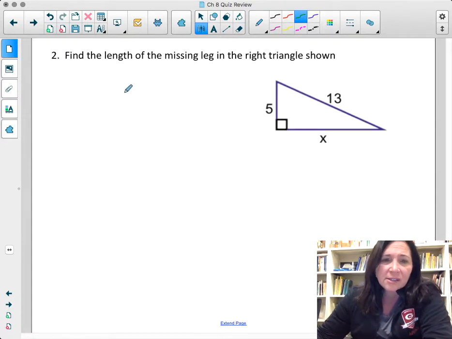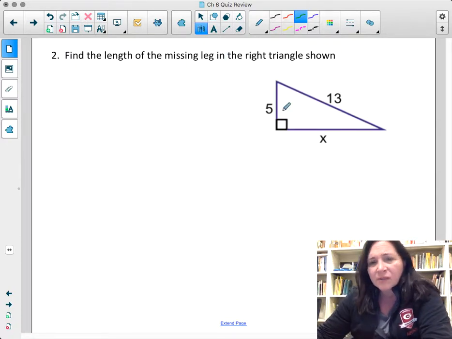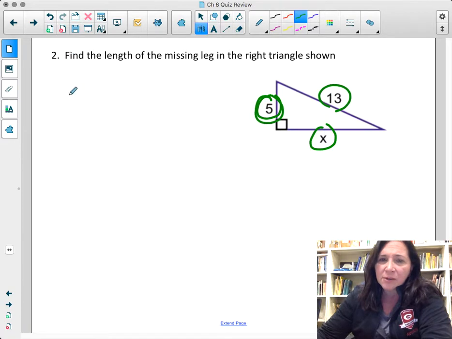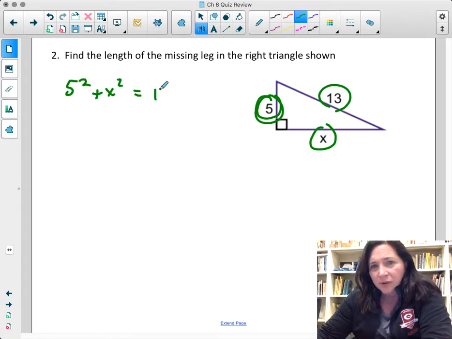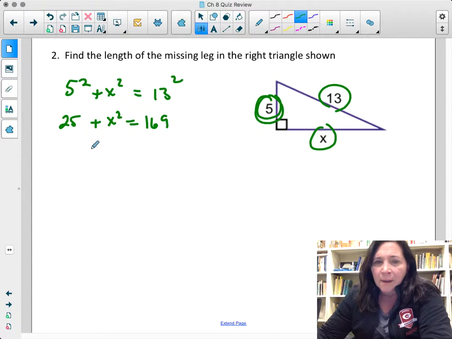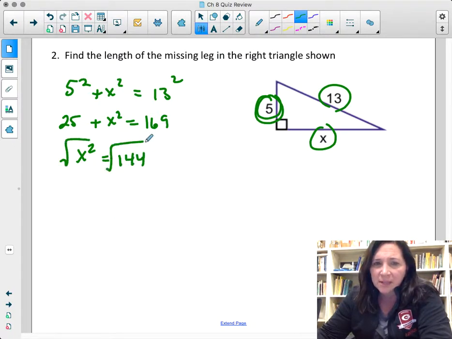So number 2 says, find the length of the missing leg. So again, you're going to go side squared plus side squared is equal to the hypotenuse squared. So 5 squared plus x squared is equal to 13 squared. You have 25 plus x squared is equal to 169. You're going to subtract 25 from both sides. You get x squared is equal to 144. Again, we're going to square root both sides, and you're going to get x equals 12.